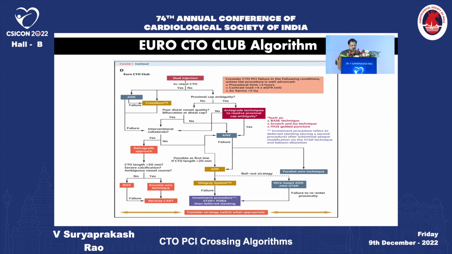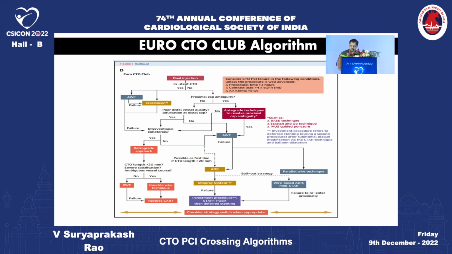And the other things are the same, switching over to the retrograde whenever you find a difficult antegrade, like the BASE technique used. You can create a dissection with a large balloon at the proximal cap if there is no side branch, important, and use the ADR and the IVUS guided techniques. So the most important thing, if you can cross these lesions in 30 minutes, wire cross, the success rate is more.